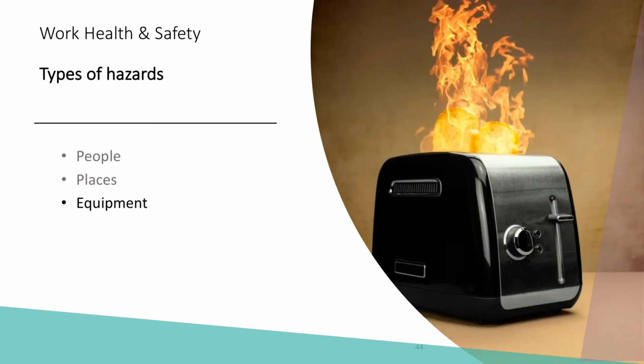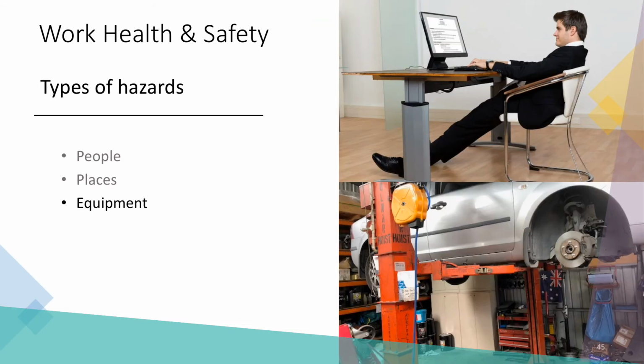The third thing is equipment. Equipment needs to be safe, therefore it needs to be checked and maintained. Faults need to be reported. Faulty equipment needs to be removed and fixed or got rid of. Inappropriate equipment, like the office chair this man is using, should also be replaced.